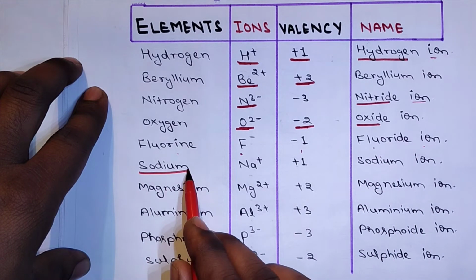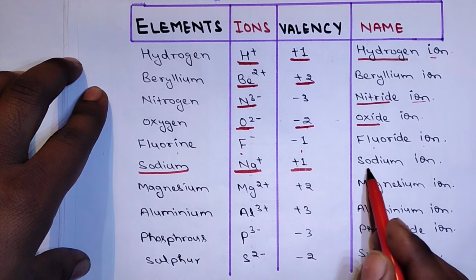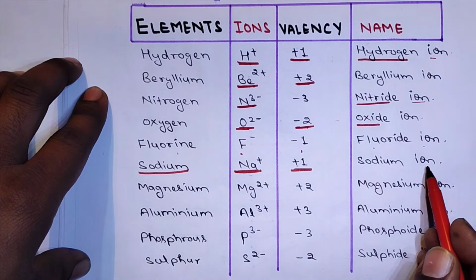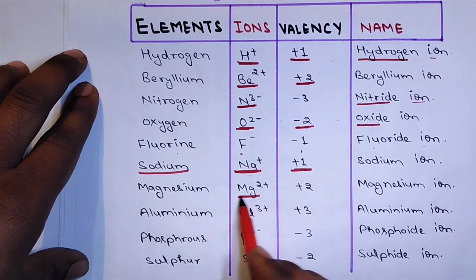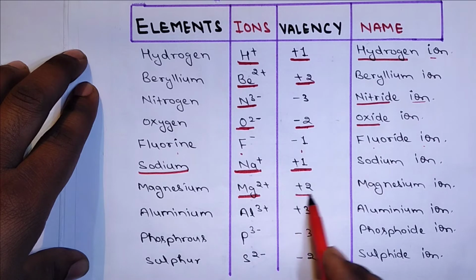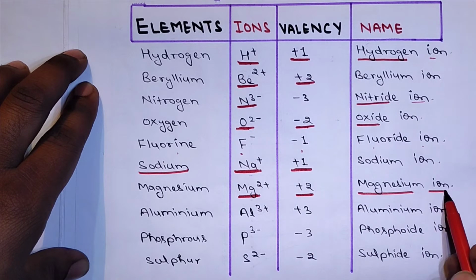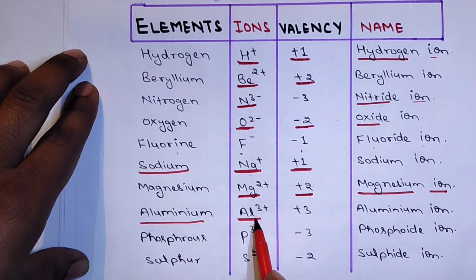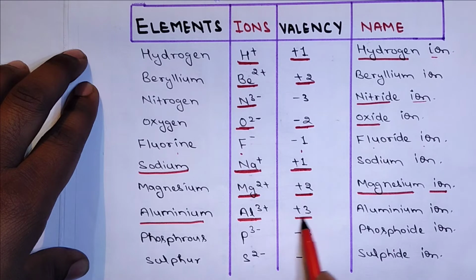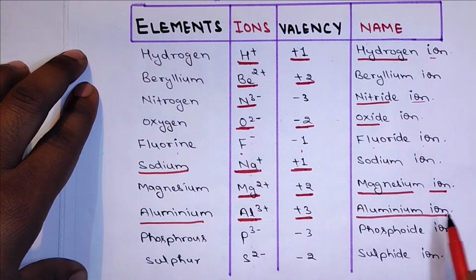Next element is sodium. It forms Na+, its valency is +1 and its name is sodium ion. Next element is magnesium. It forms Mg2+ ion, its valency is +2 and its name is magnesium ion. Our next element is aluminium. It forms Al3+, its valency is +3 and its name is aluminium ion.